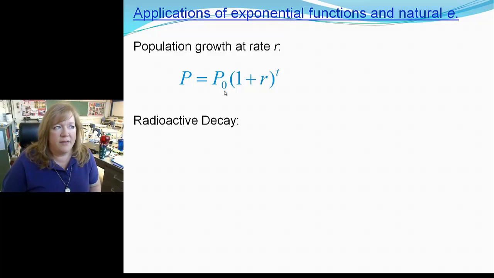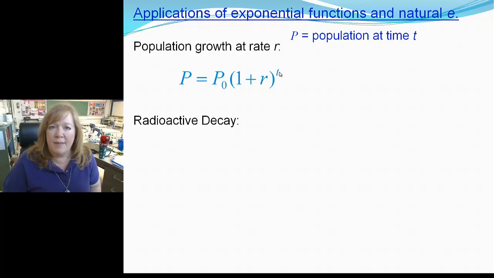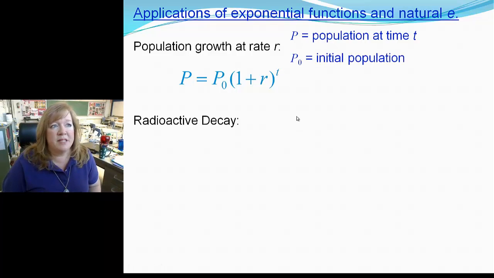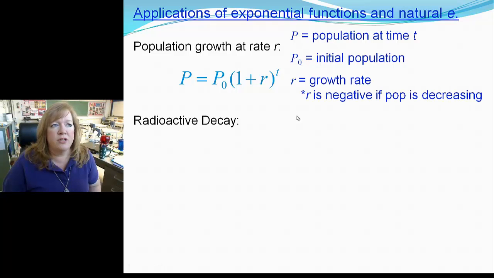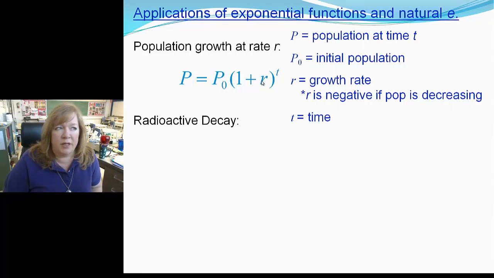When I look at this, P sub 0 is the initial population. P is the population given a certain time. Notice our exponent is time. That's going to be your variable, and that's the thing people always want to find out about. Then P sub 0 is our initial population, and r is the growth rate. R is negative if you have a decreasing population. If you have something decreasing exponentially, the rate is going to be negative, and this base right here is going to be less than 1. That would be a decrease. T stands for time.